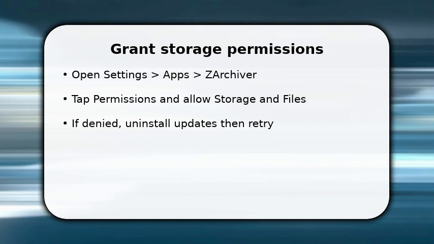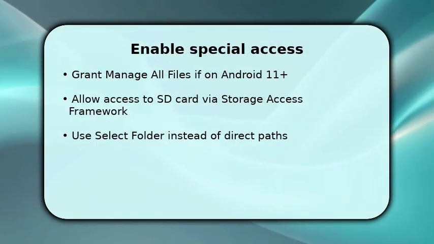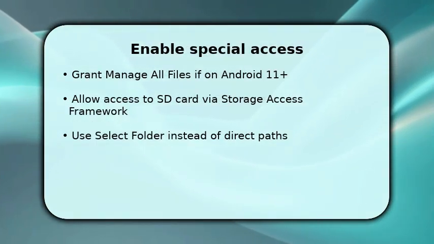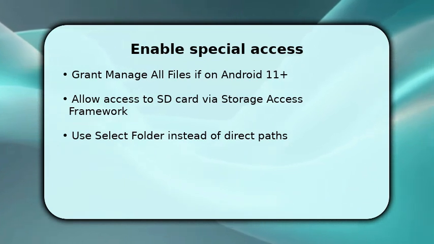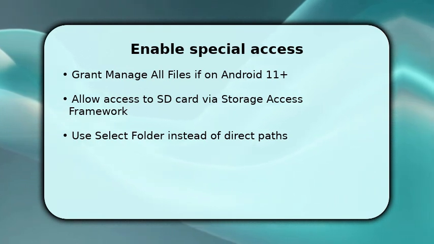This step fixes the most common access-denied triggers because Android blocks file APIs without explicit consent, so make sure permissions show as allowed before proceeding. Next, handle Android's special access rules. If you run Android 11 or higher, open Settings and grant Zarchiver Manage All Files access. That lets it use legacy file calls.